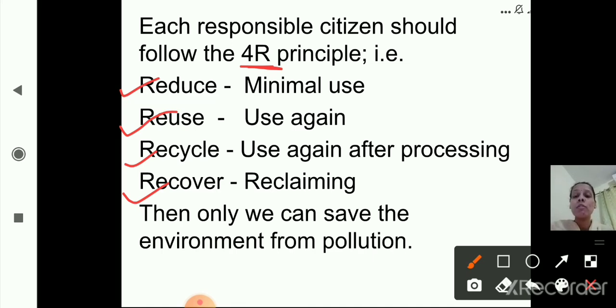Reduce means minimal use. We should reduce the use of non-degradable material. Reuse, we should use it again. Recycle, use again after processing. Recover means reclaiming. Then only we can save the environment from pollution. Okay, I hope you are clear till here. So these are the 4R principles. Which are the 4R? The first one reduce, second one reuse, third one recycle and fourth one recover. Then only we can save the environment from pollution.